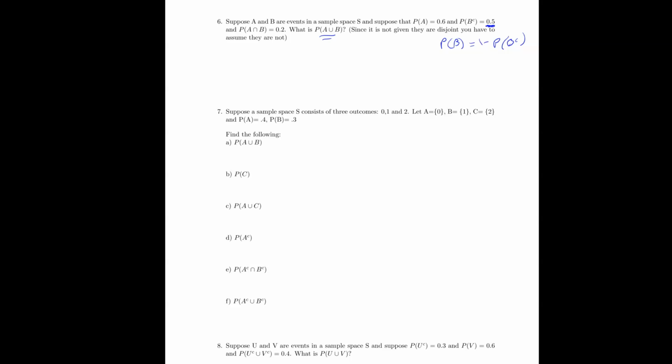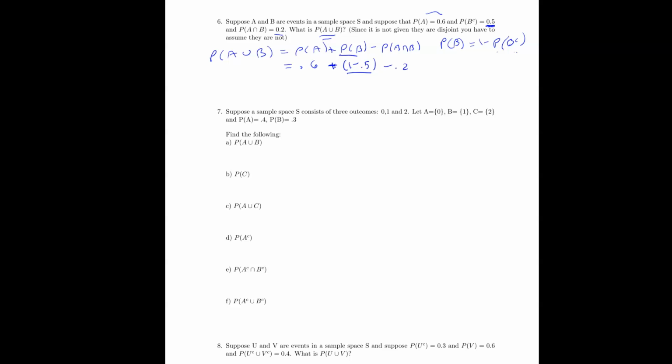We're asked for the probability of A or B, and I see there is an intersection. So the probability of A or B will be the probability of A plus the probability of B minus the probability of A and B. Okay, so the probability of A I know is 0.6. They give me that. The probability of B will be, whoops, not plus, I meant equals, 1 minus, I'm just going to put parentheses here, 1 minus 0.5, right? Because that's what this is, 1 minus the probability of B complement.